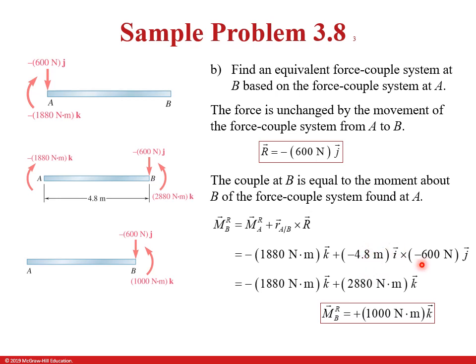And then cross product with the minus 600 Newtons j, right? So you do this math, right? i cross j is k, negative times a negative is a positive, and you wind up with the total moment. The new force couple system is over here. This is the same as minus 600 Newton j with a 1000 Newton meter k couple to it.